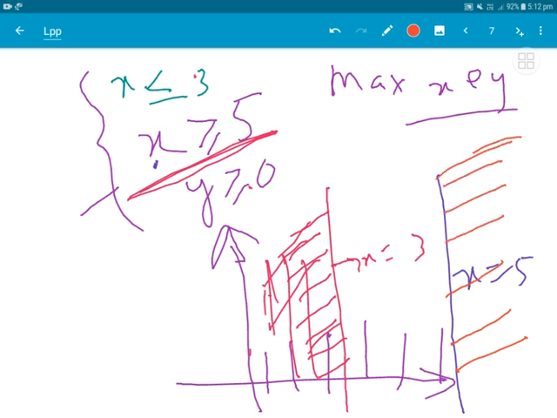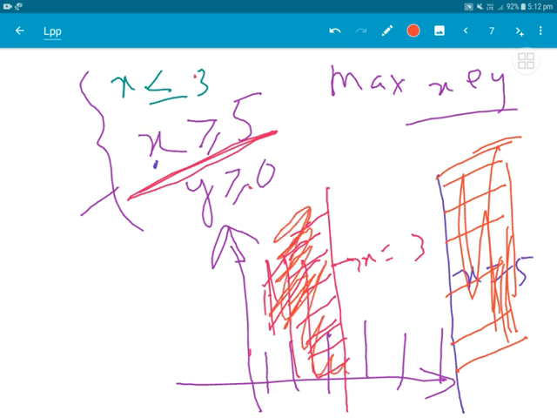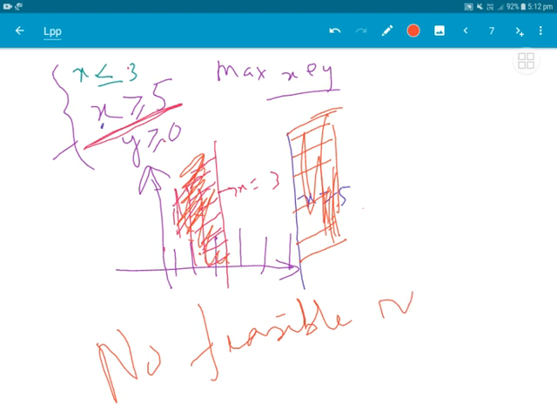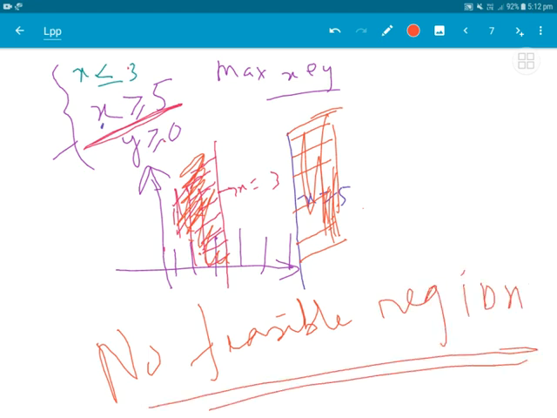Now you can easily see that this region and this region are not at all intersecting, they have nothing in common. So in this case there is no feasible region, because all the constraints cannot be satisfied simultaneously. So we cannot try to find the solution of this given optimization problem. This is an example of no feasible region existing. So it depends on the problem given to us whether the feasible region exists or not.